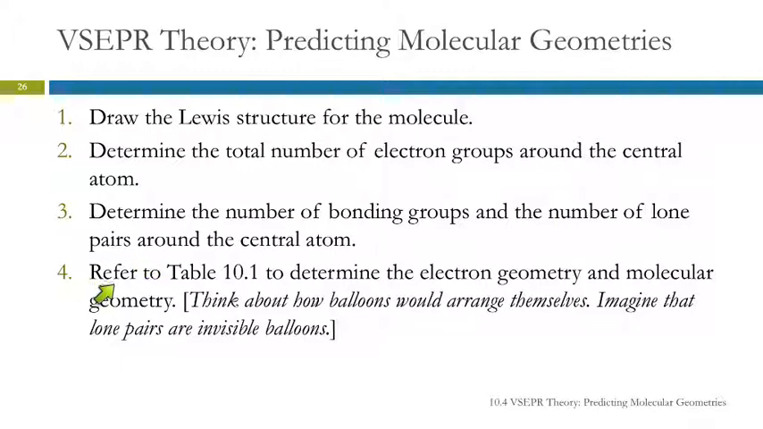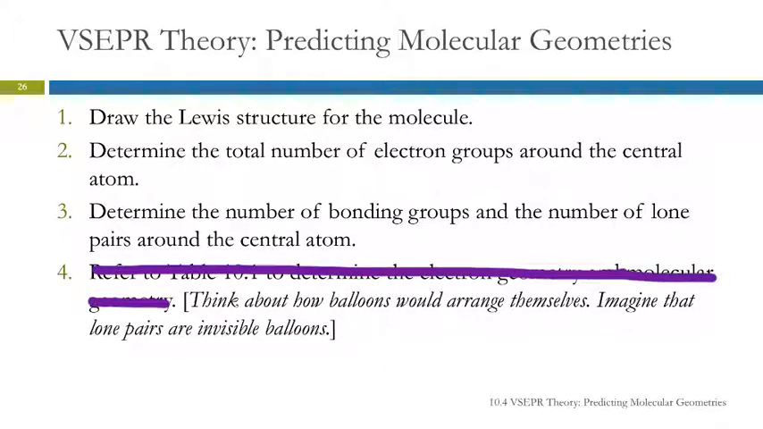And this is so stupid. Refer to table 10.1. Well, that's great if you're doing homework. But on an exam, that's not going to work. Nope. I'm not going to give you the table. So that's bad advice. Think about how balloons would arrange themselves. So the number of electron groups is the number of balloons. And then imagine that however many lone pairs are the invisible balloons.